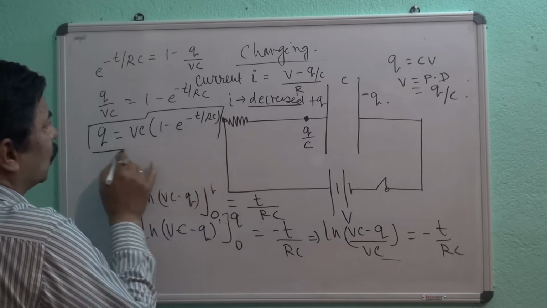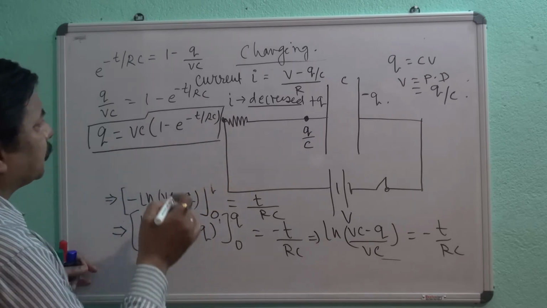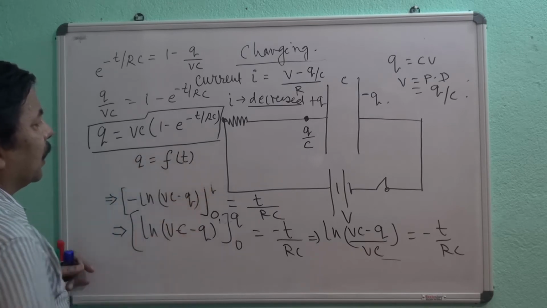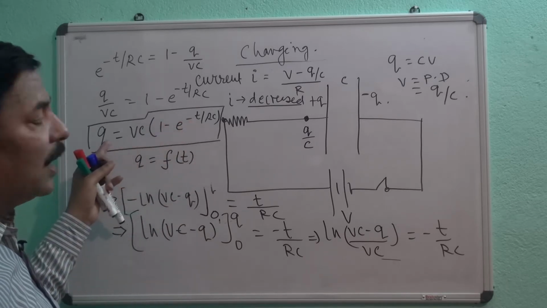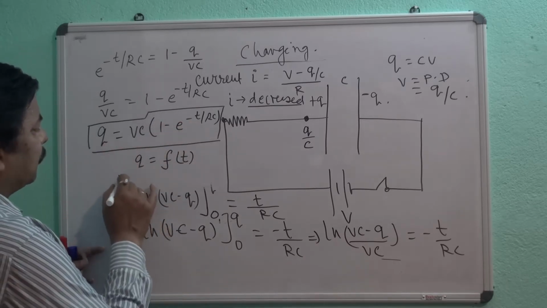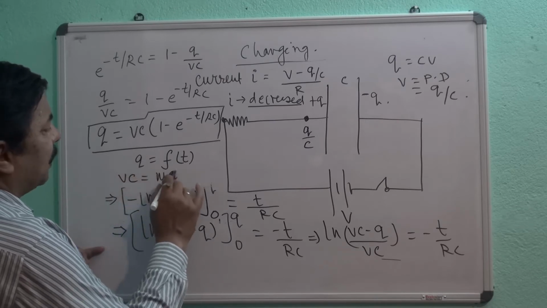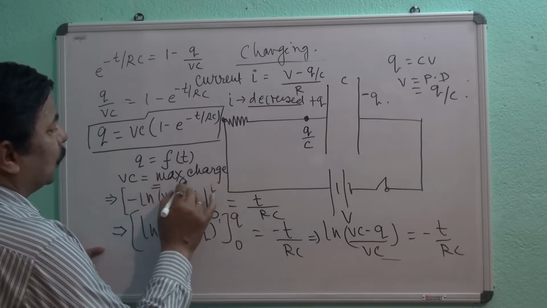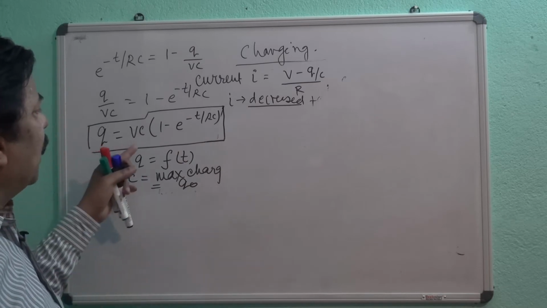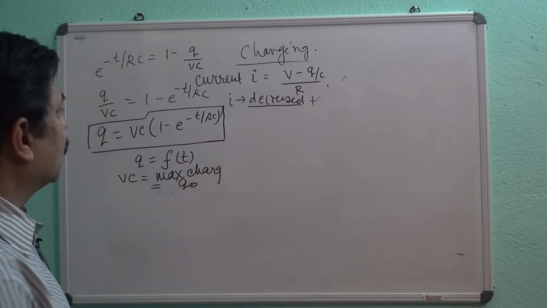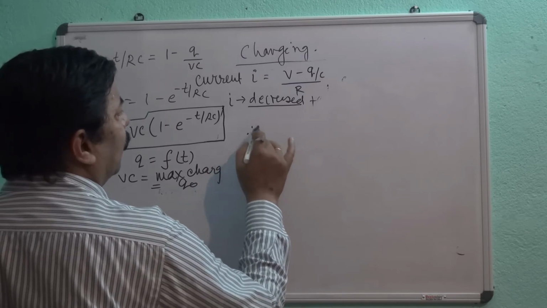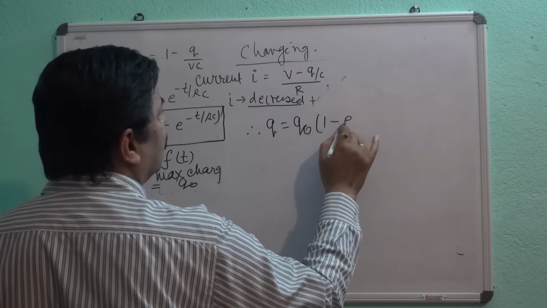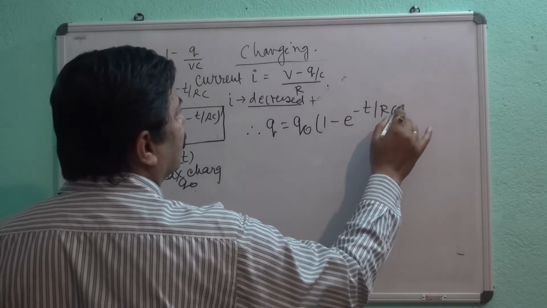So this is our equation of growth of charge. Here Q is the function of T. At any time we can find the charge, and Vc is the maximum charge, equal to Q naught. This is the equation of growth of charge. Therefore Q is equal to Q naught (1 minus e to the power minus T by RC).